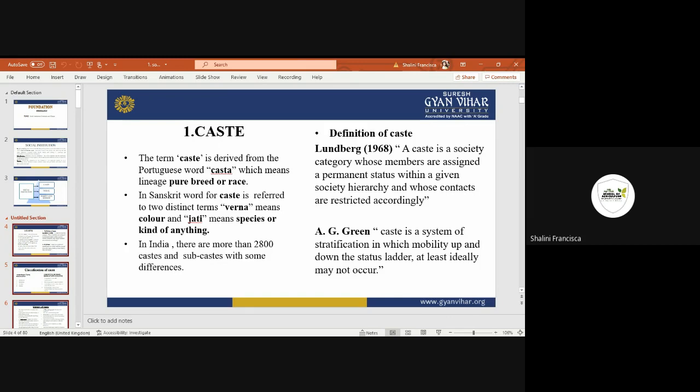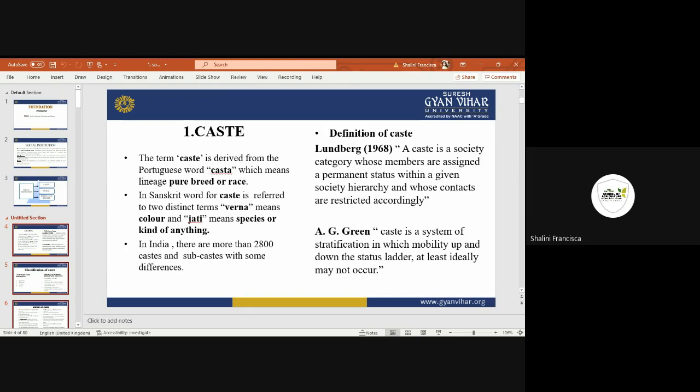So here the definition has already made a clear view about caste, that it is a society, meaning it is not the origin of a human being, but it originated from the society whose members have rules and regulations, like they have memberships. So those who are in that society are assigned a permanent status within a given society.